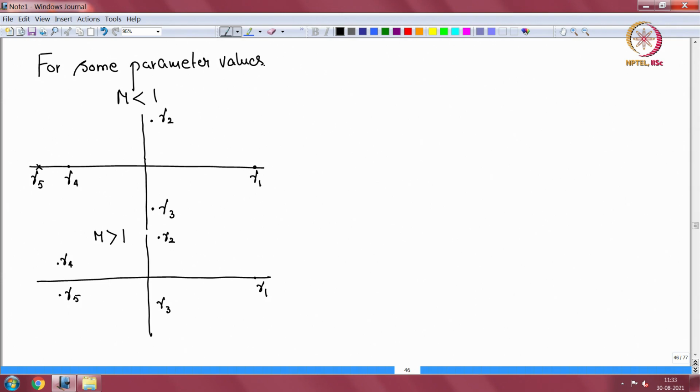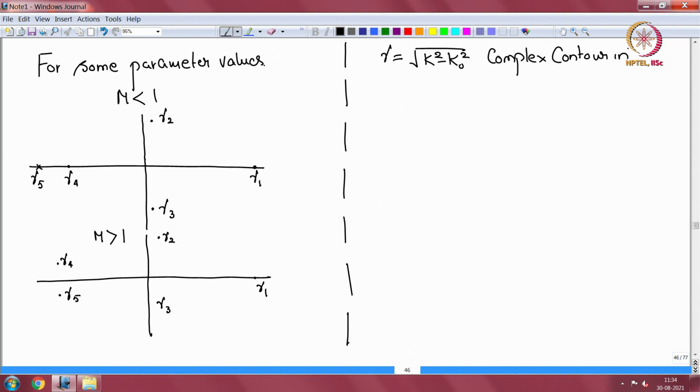Now, what's the thought process here? If you recall, we said that this gamma is a square root function, k square minus k0 squared, and therefore if we do a complex contour integration, then we have to choose a continuous branch for gamma, and so the branch cut comes in.